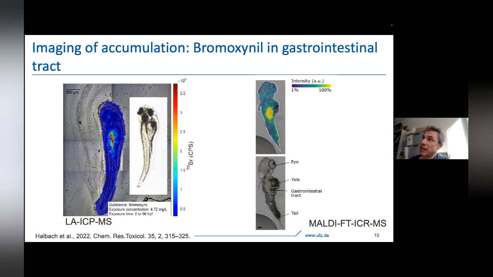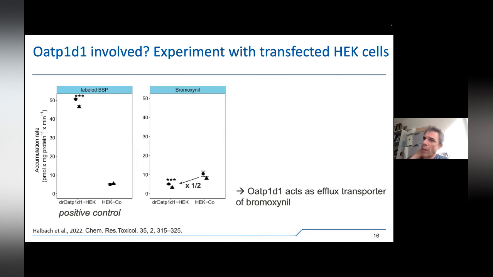And the gastrointestinal tract expresses a certain protein, OATP1D1 it is called. It's an SLC transporter that we studied, and OATP1D1 is an uptake transporter, and cells were transfected with this transporter. And when they were exposed to BSP, the ones that were transfected, so overexpressed OATP1D1, took up much more of the BSP than the control cells, which is kind of expected. It's an uptake transporter.